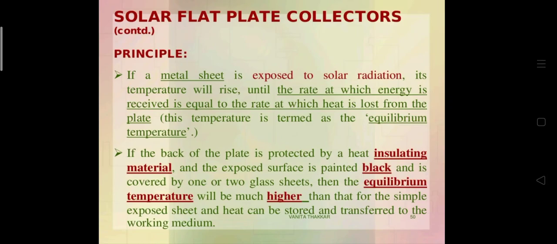So in the solar flat plate collector, the upper surface is covered by one or two glass sheets, and the back side of the collector is covered by an insulating material, so much of the energy is absorbed, and the heat can be stored and transferred to the working medium.